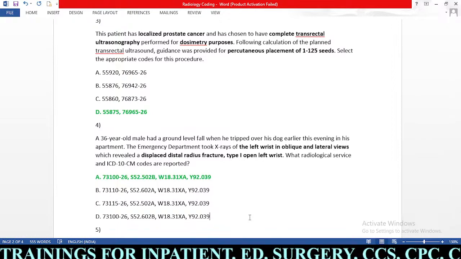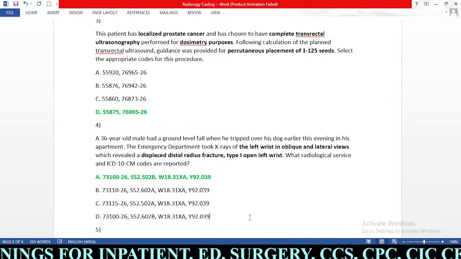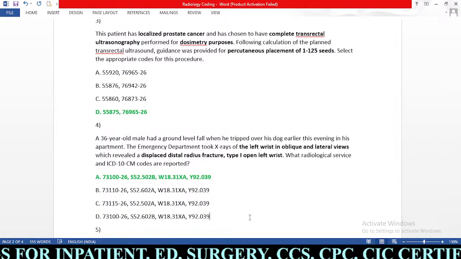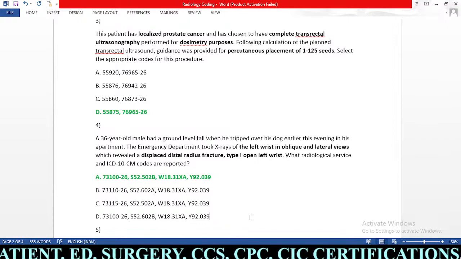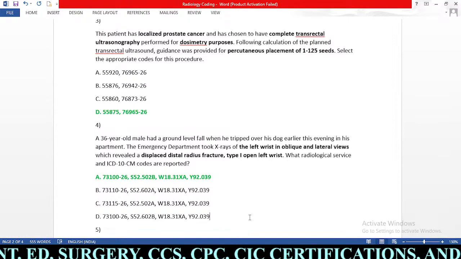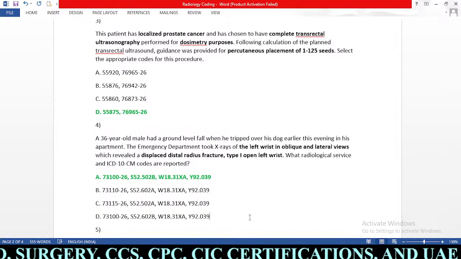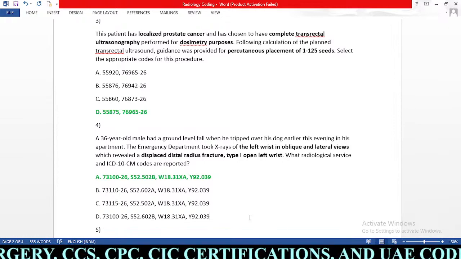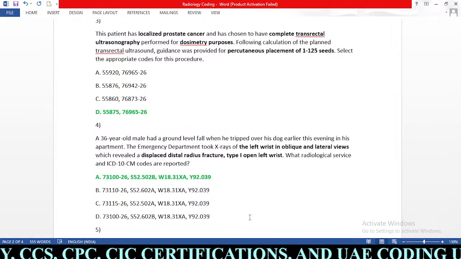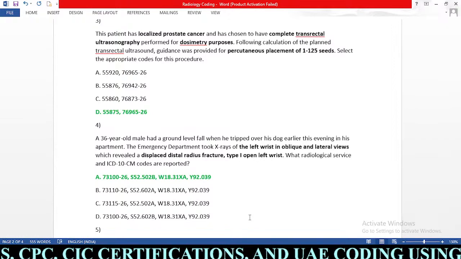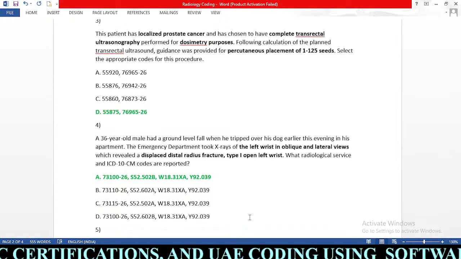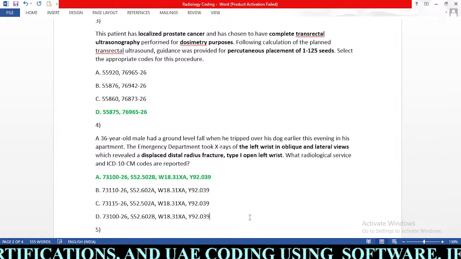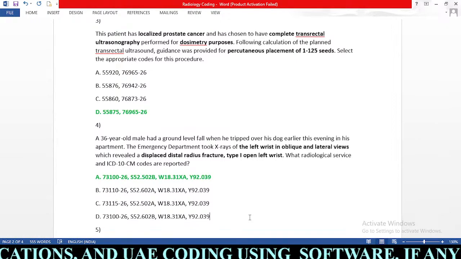Yeah, Sonal, here they did not mention any arthrography. So we can't use 73115. If they mentioned arthrography, we can use 73115, but they did not mention any arthrography. So we can't code C. And 73110 is for three views, but based on our scenario, we have only two views. Yeah, answer A is correct.